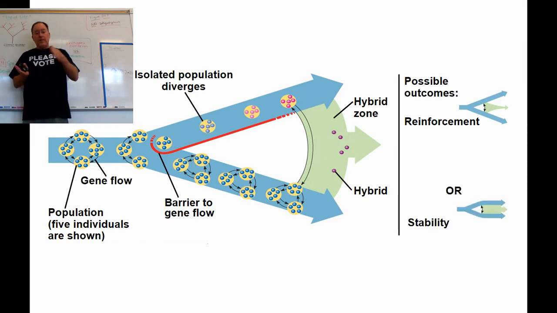Or you can have stability, and again, I guess if they're well adapted in their current environment, they're not necessarily having characteristics reinforced to continue to diverge. They're just like, okay, we're well adapted. We have a gap between us as far as being able to reproduce and our allele frequencies of different alleles, and we're just going to keep them.